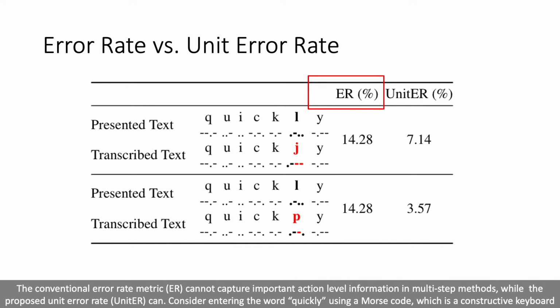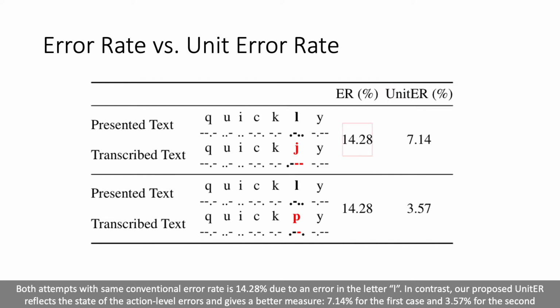The conventional error rate metric cannot capture important action-level information in multi-step methods, while the proposed unit error rate can. Consider entering the word "quickly" using Morse code, which is a constructive keyboard. Both attempts have the same conventional error rate of 14.28% due to an error in the letter L. In contrast, our proposed unit error rate reflects the state of the action-level errors and gives a better measure, 7.14% for the first case and 3.57% for the second.